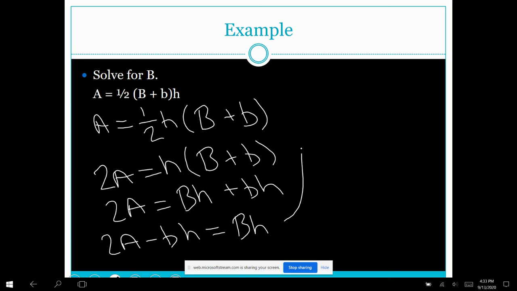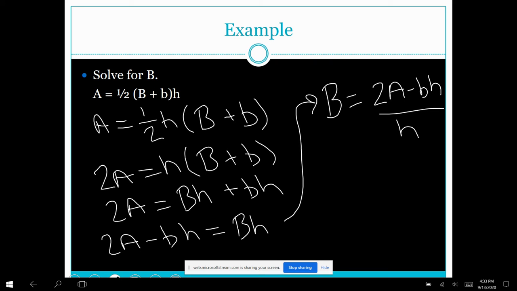And then the last step I need to do is divide both sides by h, which leaves me with big B is equal to 2A minus little b times h, all over h. What you are going to notice is I didn't divide by the h right away. The reason I didn't divide by the h right away was because it was a variable, and I want my answer in terms of one fraction. If we wanted, we could write our answer as 2A over h minus little b, but I would rather have it written as this one fraction, which is why I didn't divide by h right away.